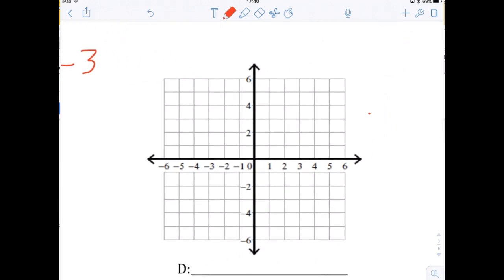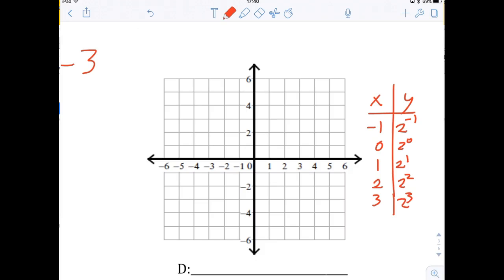So 2 to the x is, let's see, I'm going to put a few values of x here. And each one of these I'm going to plug into 2 to the x. So 2 to the negative 1, 2 to the 0, 2 to the 1, 2 squared, and 2 cubed. 2 to the negative 1 is 1/2. 2 to the 0 is 1. 2 to the 1 is 2. 2 squared is 4. 2 cubed is 8, because 2 times 2 times 2 is 8.